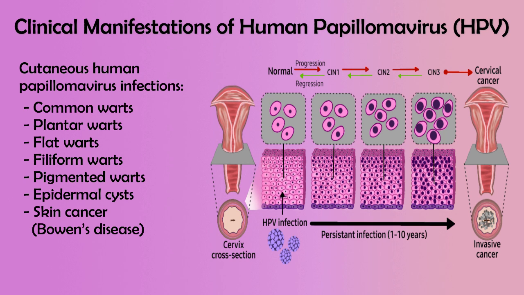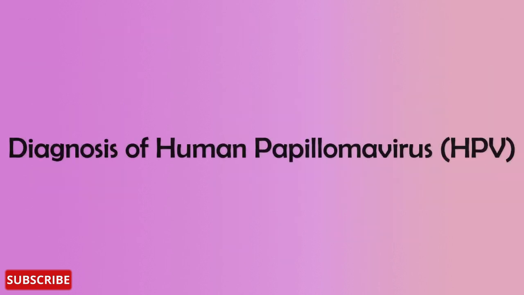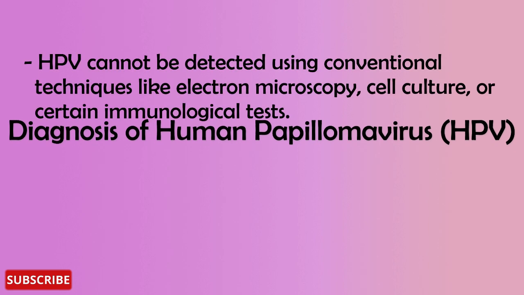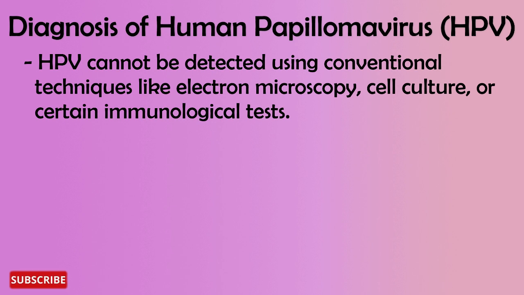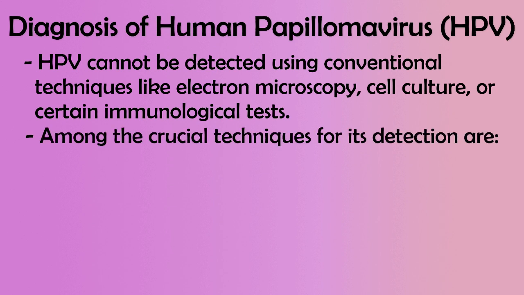Common warts, plantar warts, flat warts, filiform warts, pigmented warts, epidermal cysts, and skin cancer, which is Bowen's disease. How human papillomavirus is diagnosed. Human papillomavirus cannot be detected using conventional techniques like electron microscopy, cell culture, or certain immunological tests. Among the crucial techniques for its detection are warts or condyloma detection.